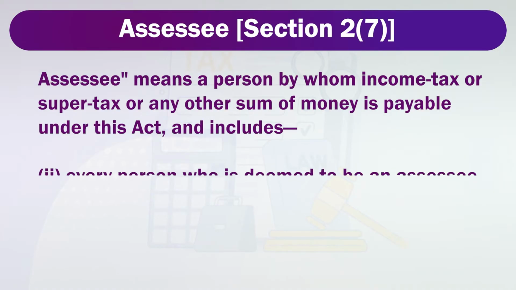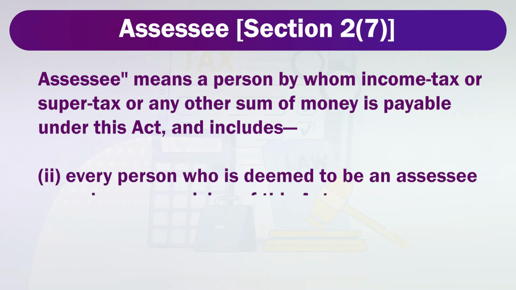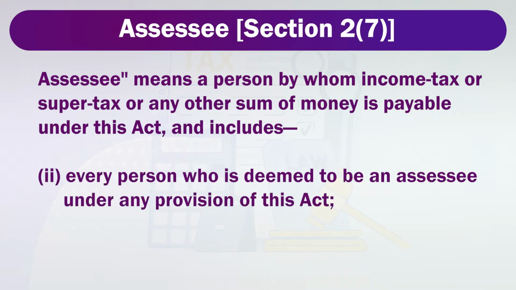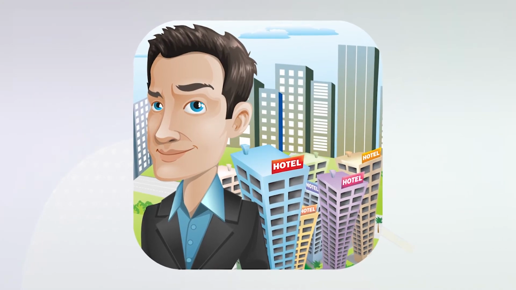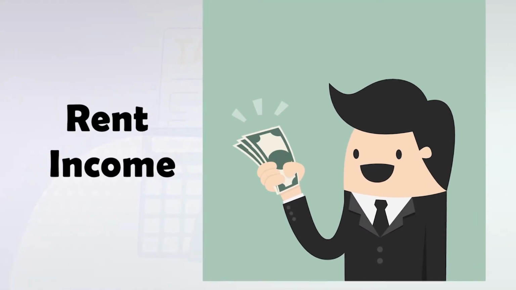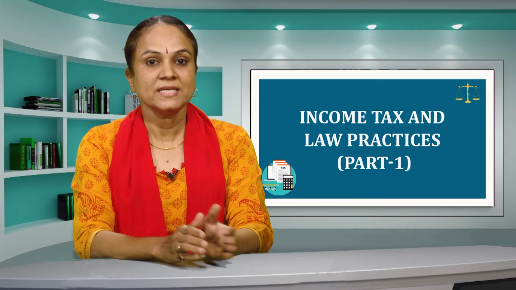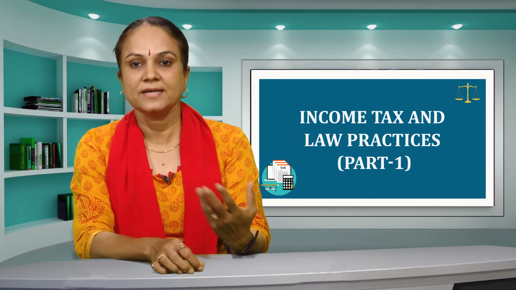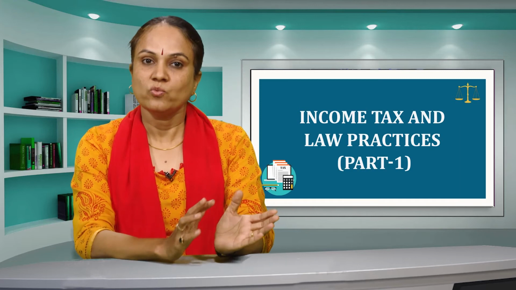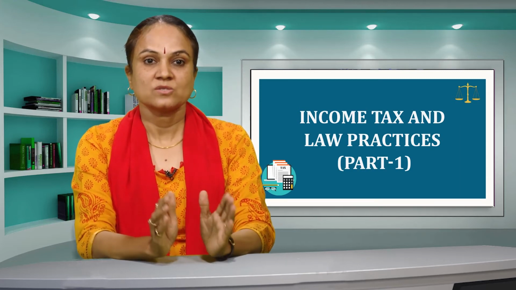Second, every person who is deemed to be an assessee under any provision of this Act. For example, Mr. X owns a commercial building from which he earns rent income. He has prepared and signed a will stating that the property should be handed over to his niece after his death. Upon his death, his niece will be considered as the executor of the property, that is, deemed assessee. She will be responsible for paying tax on the rental income thereon.